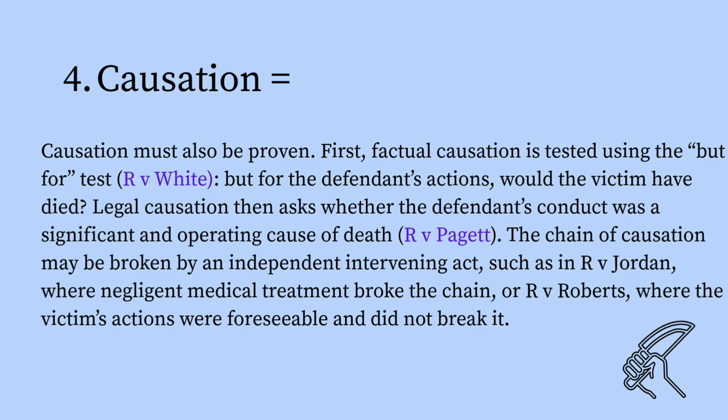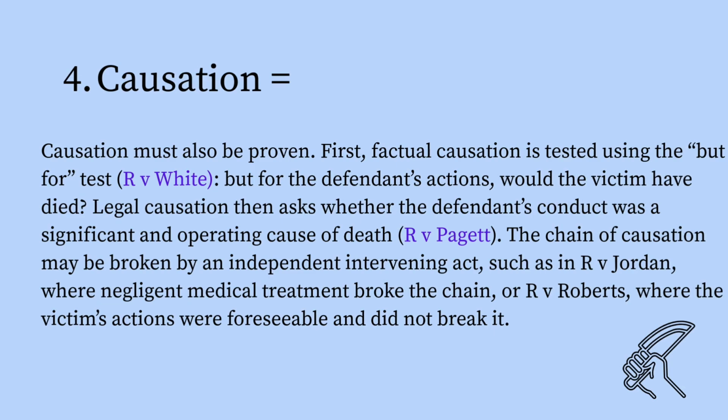So the next one is causation. Let's just define causation first, just so we know what we're talking about. Causation itself, very simply, means that the action caused the consequence. And this has to be proven in most crimes. So there's factual causation and legal causation. Factual causation is tested under the but-for test, and a good case would be R v White. So but for the defendant's actions, would the victim have died?